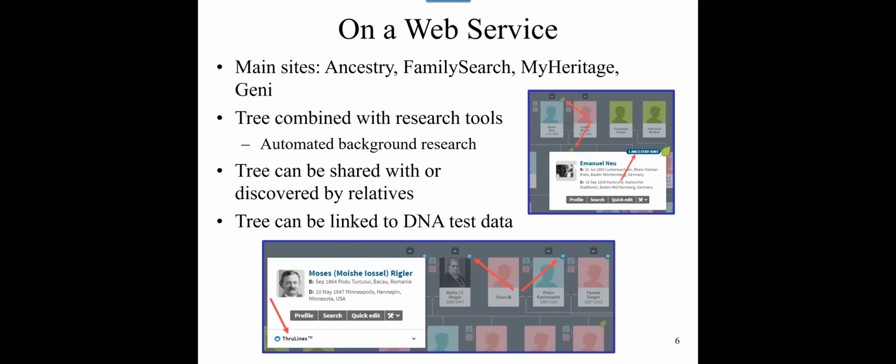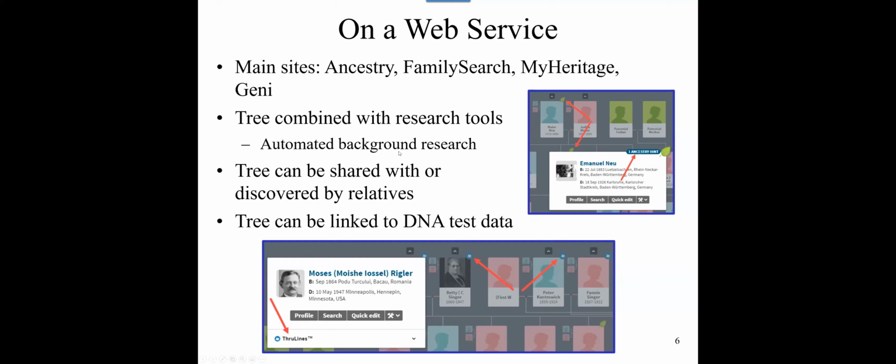On a web server, and again, I've mentioned the four main sites, you have some real advantages. First of all, your tree is often combined with the research tools. Ancestry was originally a place where you would do research, also FamilySearch and MyHeritage. Geni is only trees, but the other three have lots of documents. And there's a real advantage these days of putting trees up on those services. By the way, I will talk mainly about Ancestry, and most of my examples will be there. That's where I do most of my work.